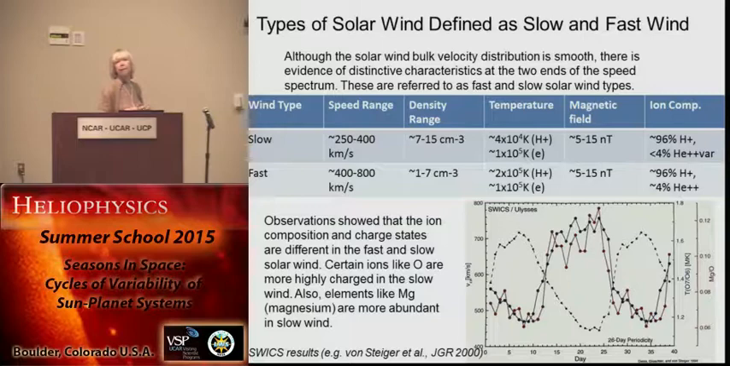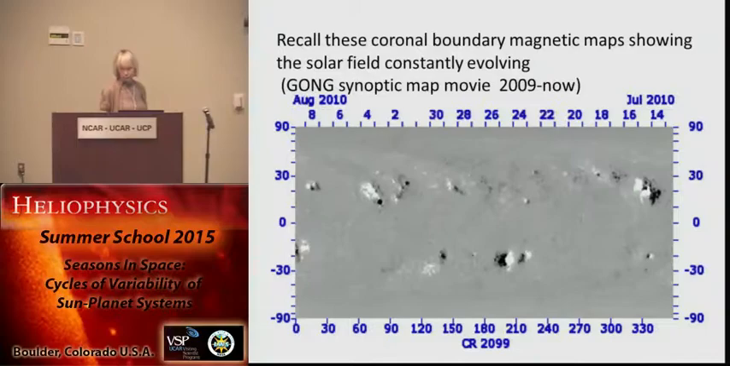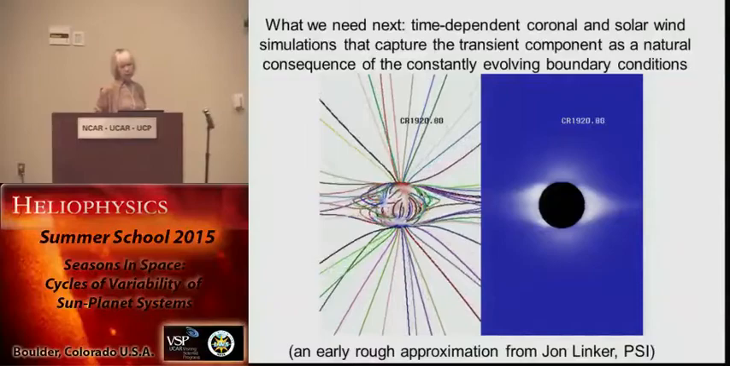The properties of that low speed wind and the high speed wind are different in ionization states, in composition. And that tells us something about those sources too that we're still trying to figure out in the field. You've seen these movies of the solar magnetic field constantly evolving. That's just to remind you that this is giving us a challenge, that we have a constantly evolving solar wind. What we lack is a time-dependent model of the solar wind and corona.